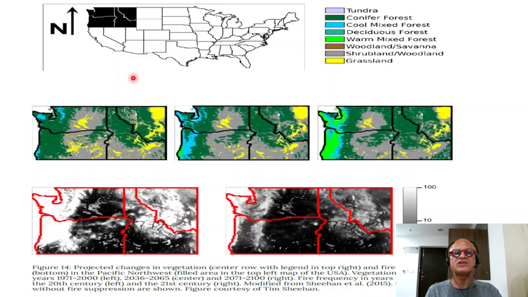land vegetation, terrestrial ecosystems. So looking at the US northwest into Canada, we are again looking at various ecosystems like tundra, conifer forest, cool mixed forest, deciduous forest, warm mixed forest, woodland and savannas, shrublands, woodlands, and grasslands. And these are projected changes in vegetation, center row with the legend here, and fire frequency shown here. Vegetation is shown for years 1971 to 2000 in the left here, 2036 to 2065 here, and 2071 to 2100 here. Fire frequency in years is shown for the 20th century here and the 21st century here. So you can see the changes that are shown.